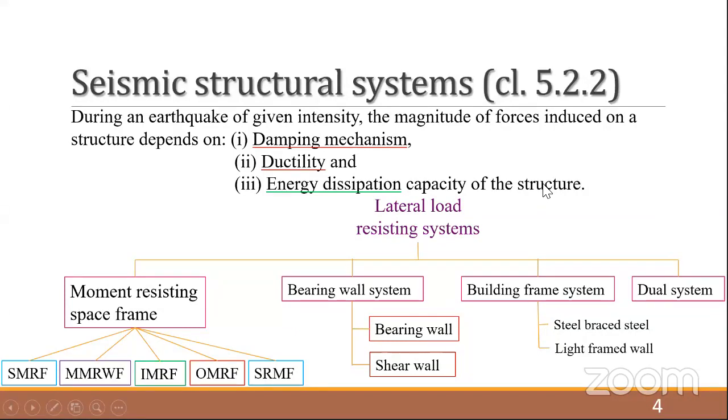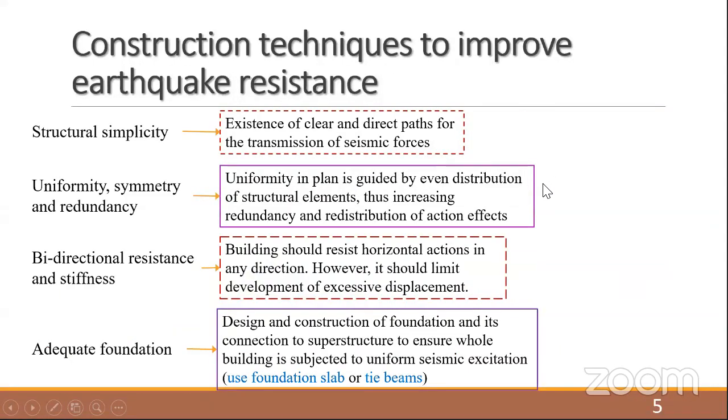On the third part, we are going to talk about the construction techniques to improve earthquake resistance. We will also touch on the general, specific measures which someone can take during the design and construction of the building, so that the building is good when it comes to earthquake resistance.